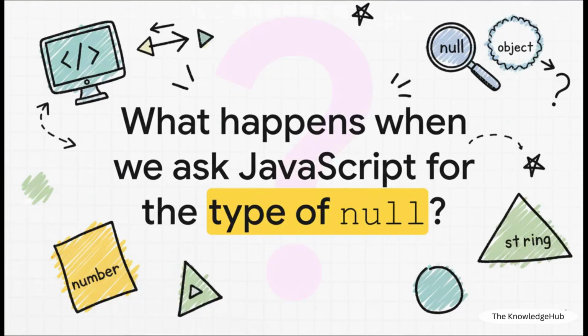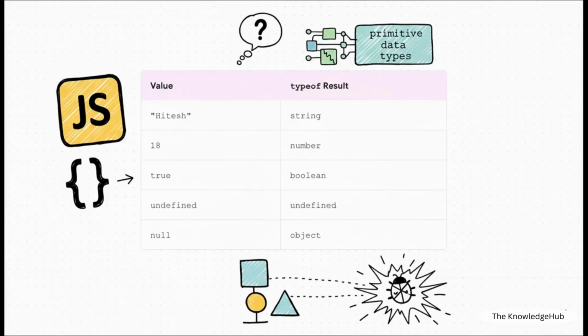So here's the million-dollar question. We know that null is its own special primitive type, right? It means intentional nothingness. But what does JavaScript's typeof operator think it is? The answer, well, it's probably not what you're expecting. Let's just walk through this table. The type of a string is, you guessed it, string. The type of a number is number. A Boolean is Boolean, makes perfect sense. Even undefined reports its type as undefined. But then we get to null, and the type of null is object. Wait, what? That's not a primitive type at all?